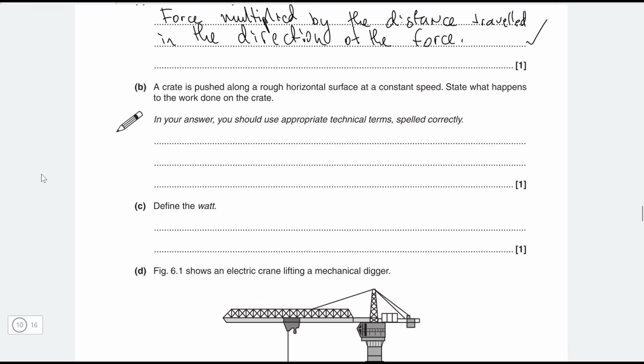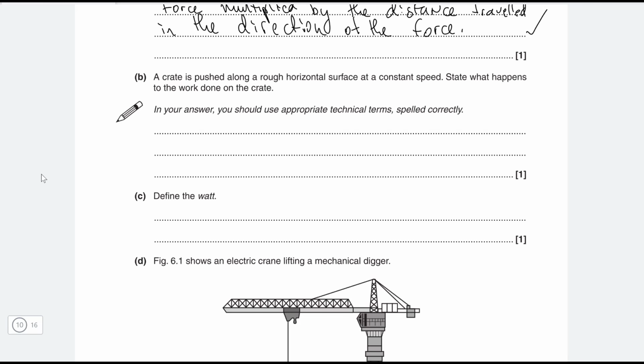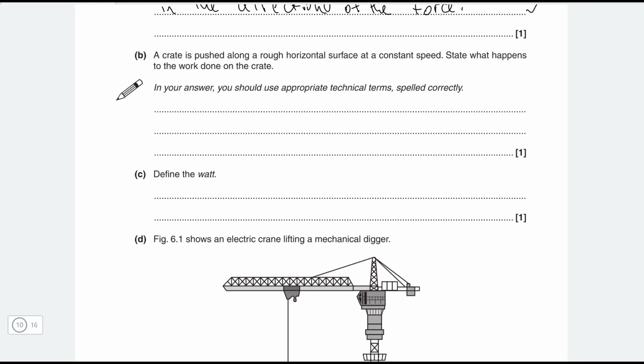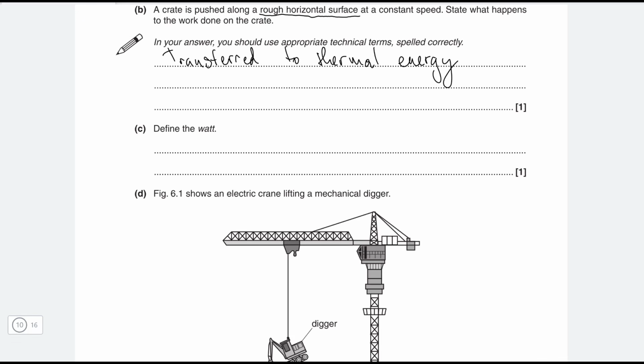Okay, part B. A crate is pushed along a rough horizontal surface at a constant speed. State what happens to the work done on the crate. Well, because it is pushed at a constant speed on a rough horizontal surface, the fact that it's a rough horizontal surface tells me there's a lot of friction involved in the system. So the work done will be transferred to thermal energy.